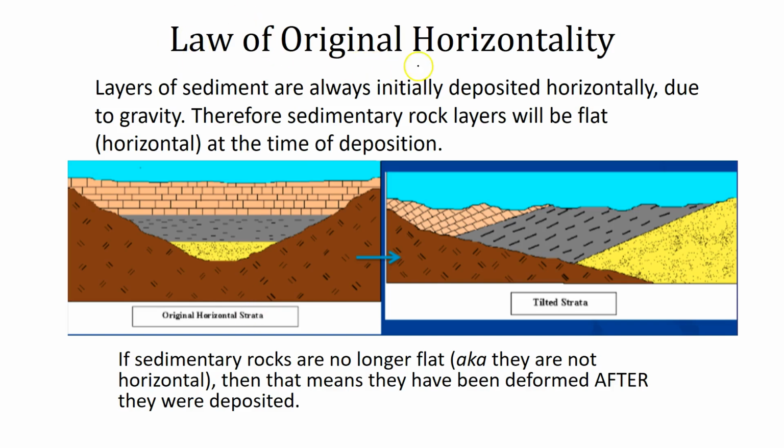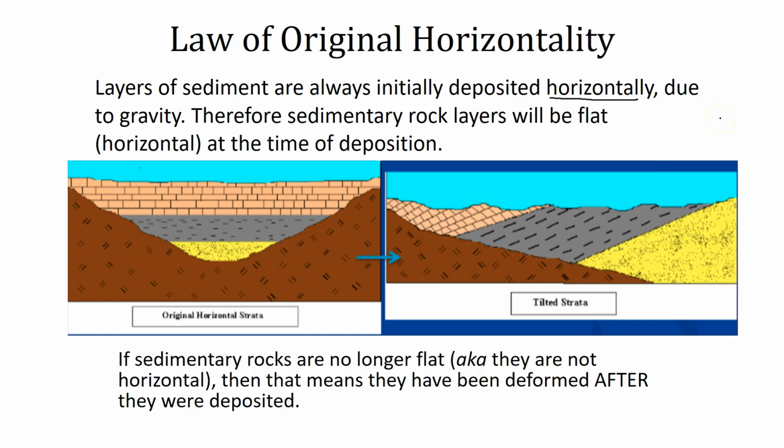Law number 2 is the law of original horizontality. For this law, we're talking about sedimentary rocks. We've already established that they are deposited in layers with the oldest at the bottom, youngest at the top. And so this tells us that when layers of sedimentary rock are initially deposited, when we're first creating those layers, they're always going to be deposited horizontally.